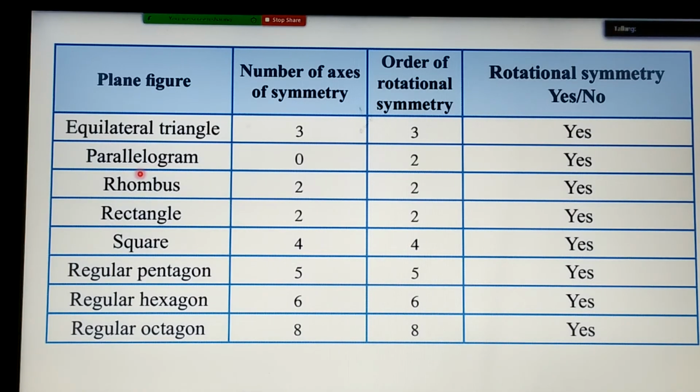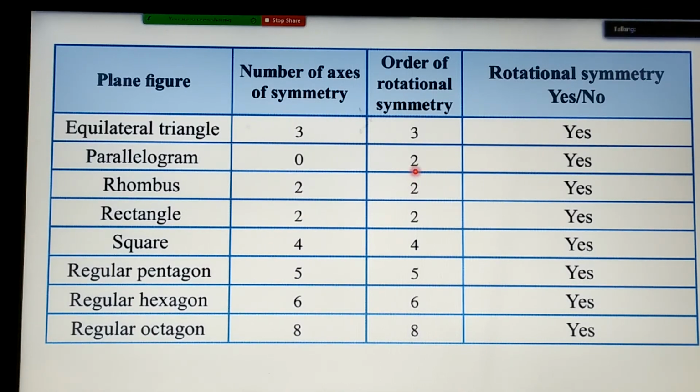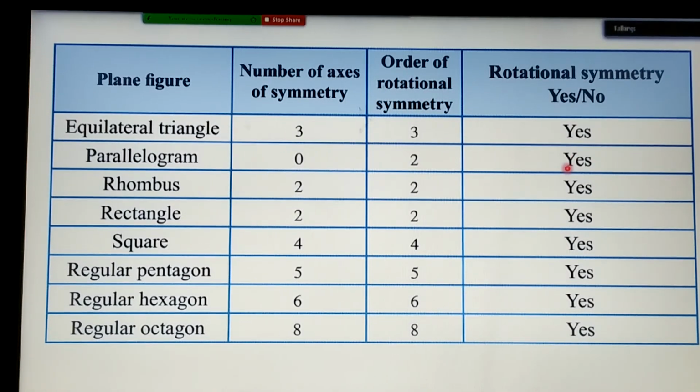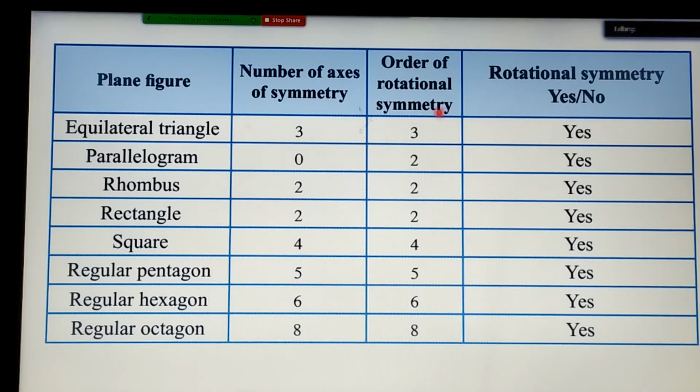What is that? Parallelogram. Parallelogram is the example for that one. Number of axes of symmetry is 0. Keep it in your mind well. Order of rotational symmetry is 2. Those are not equal but it has rotational symmetry. Having rotational symmetry means the order of rotational symmetry is 2 or more.